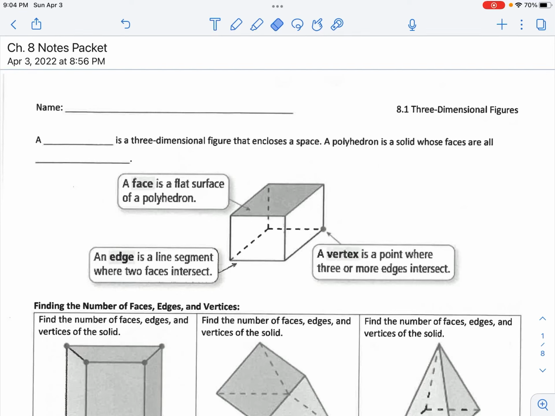Okay, so today we are moving on to chapter 8, which is going to be about surface area and volume. And 8.1 is just an introduction to these three-dimensional figures. So a solid is a three-dimensional figure that encloses a space. And a polyhedron is a solid whose faces are all polygons.